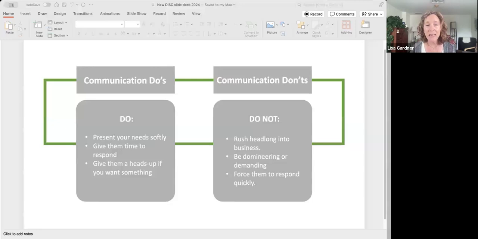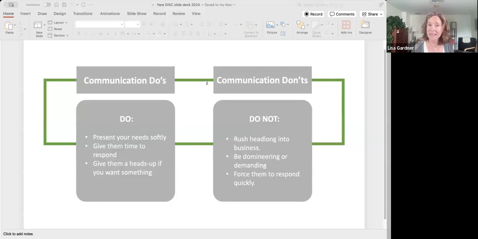You will get the most out of them if you can present your case with a calm voice. Give them time to respond. They tend to be more thoughtful and deliberate and come up with their best ideas and the results that you want if you give them time to respond. If you need an answer immediately, it'd be better if you let them know ahead of time to give them some warning so they can think through it. They do not like it when people rush them or are domineering or demanding or force them to respond quickly.